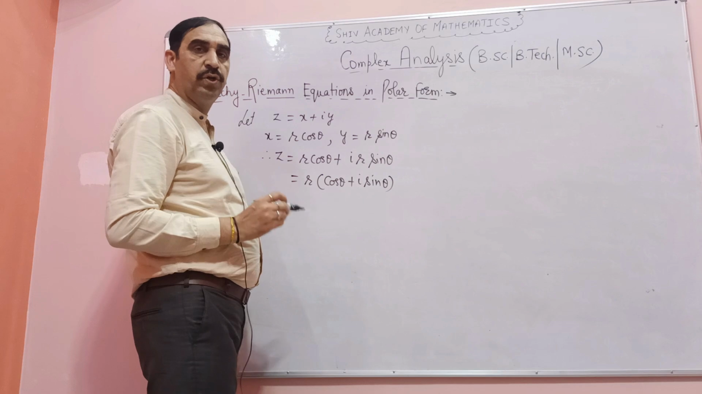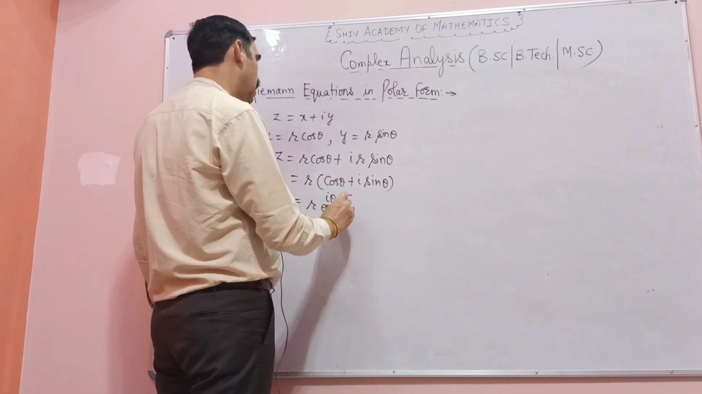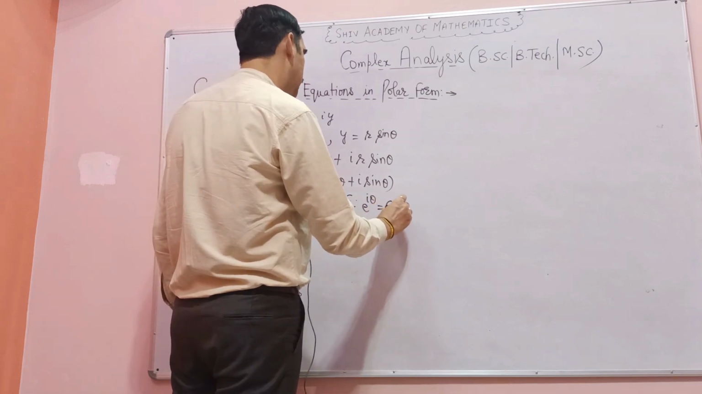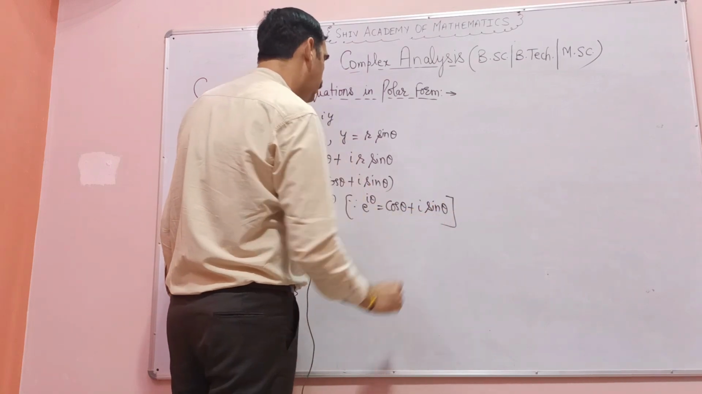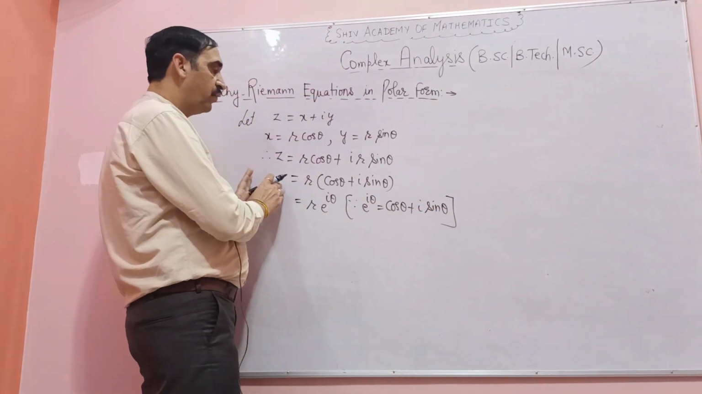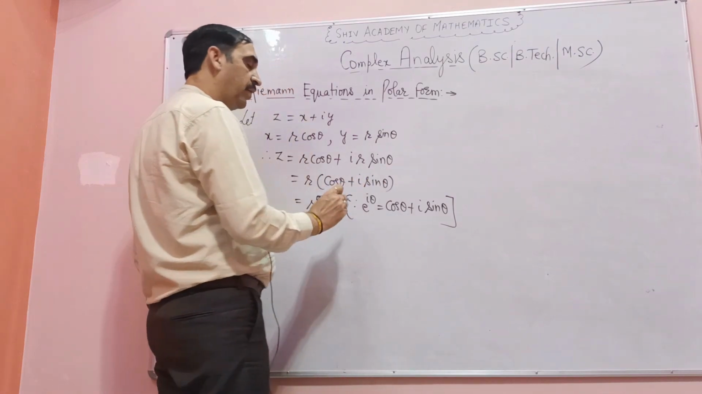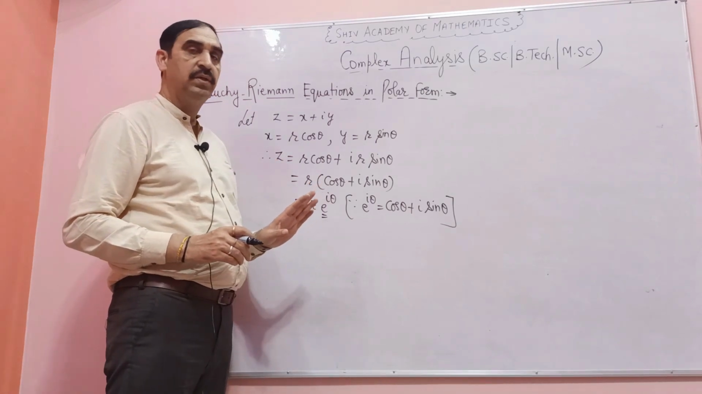And when we apply Euler's theorem, we get r e to the power iota theta, because by Euler's theorem e to the power iota theta is cos theta plus iota sin theta. So this is the value of z, which means you can write z equal to r e to the power iota theta. This is the value of z in the form of r and theta.